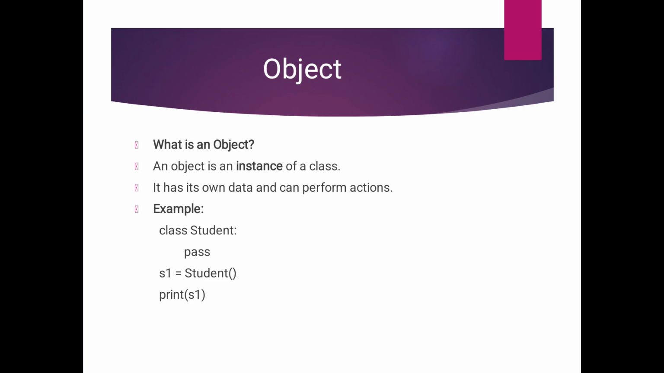Here we already have a class called student. The statement s1 = student() creates an object named s1. The parentheses call the class and create a new object. When we print s1, Python displays the memory location of the object, which confirms that the object has been created successfully.